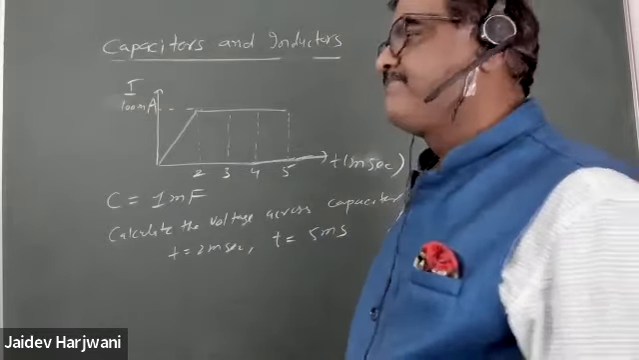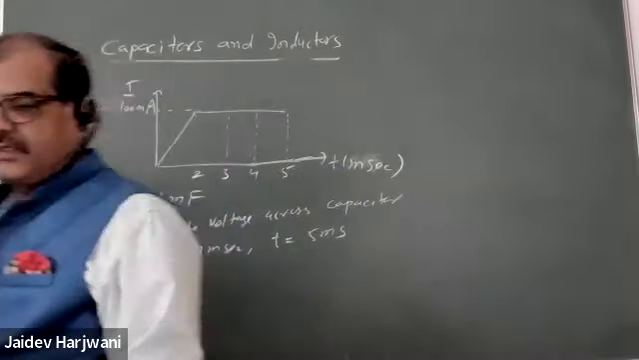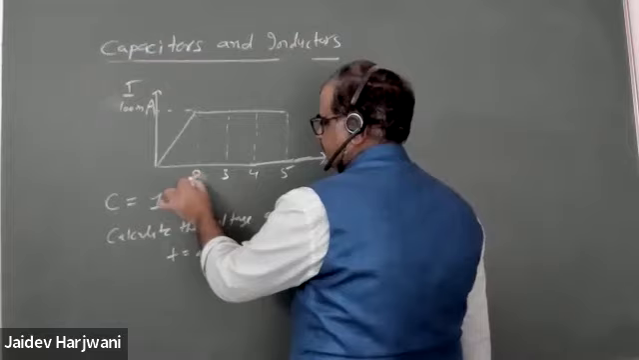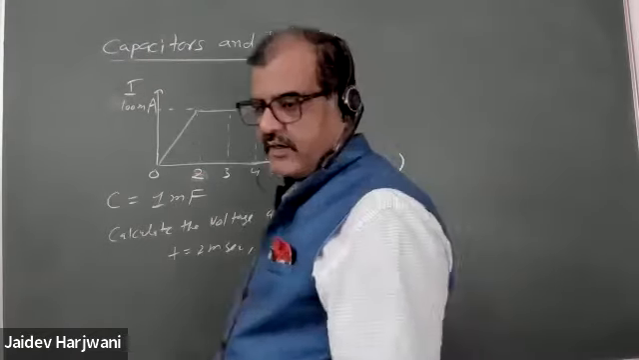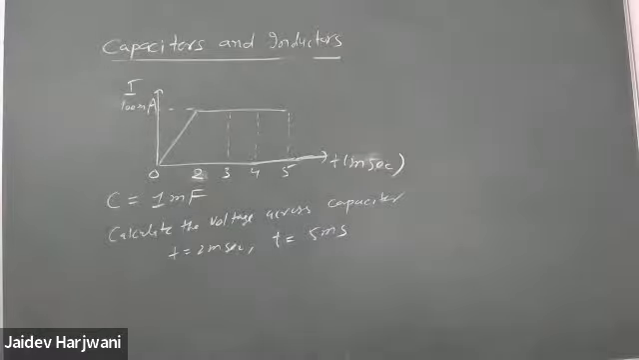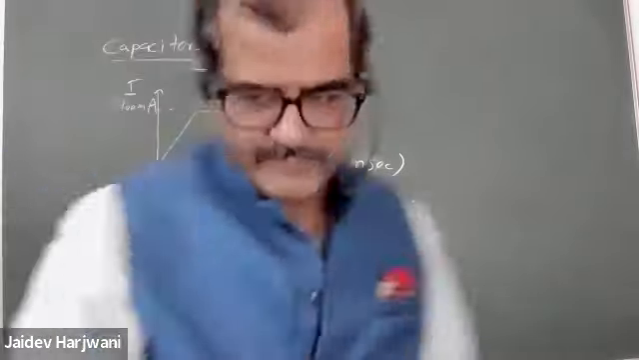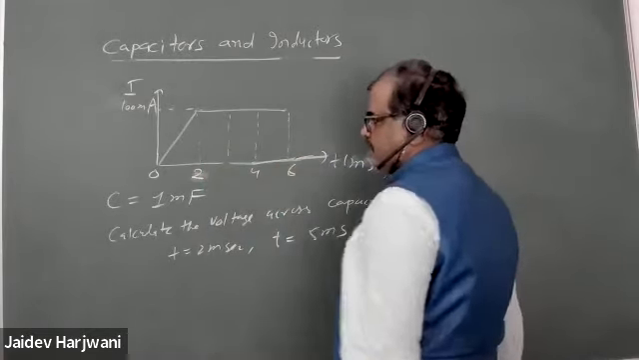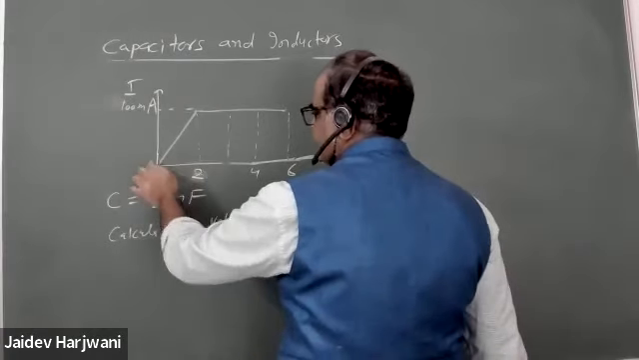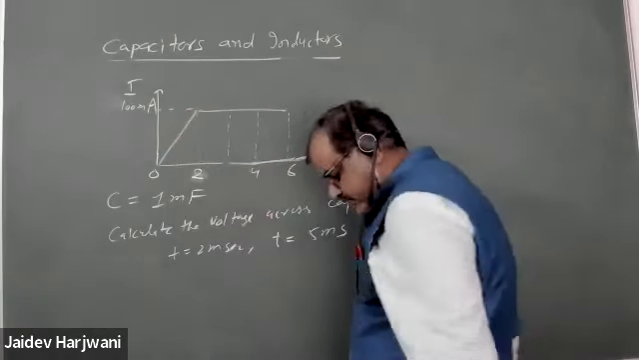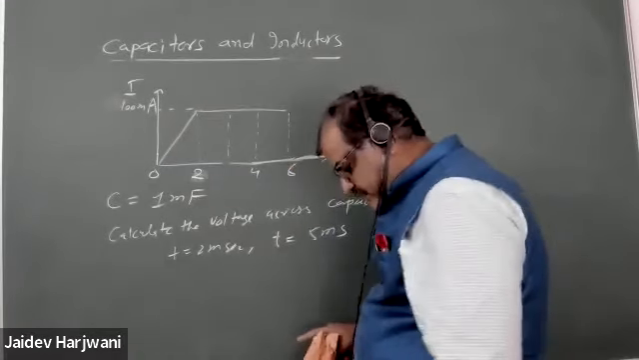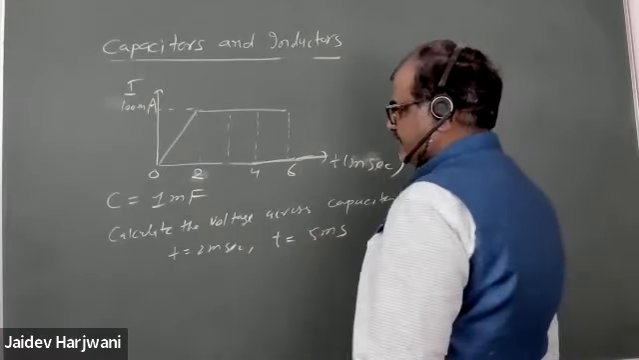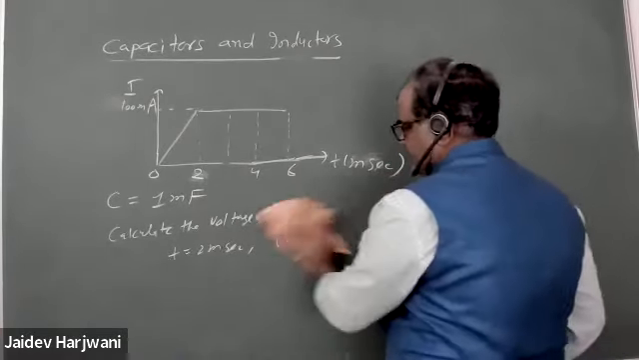So the question is clear. Question is clear or not? So see, this is 2, 4, say 6. Current is initially increasing, and then current becomes constant after 2 millisecond, and I need to find the voltage across the capacitor at 2 millisecond and t equal to 5 millisecond. Now I need to use the formula. What is the formula I should use?